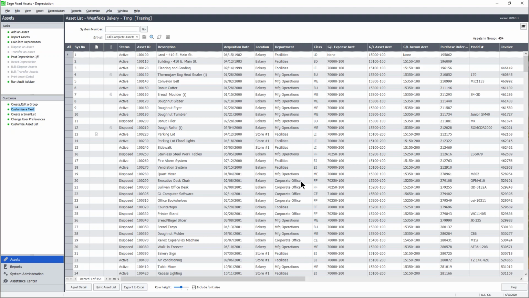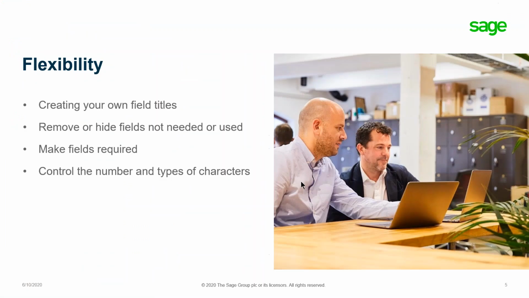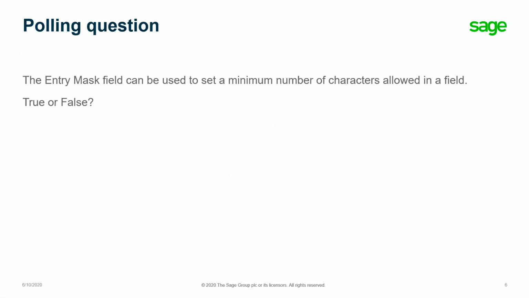I'm going to take a second here to let Bob open up a polling question for us, and I'm going to bring that up on my screen. So here's the question he's going to pop up on your screen. The entry mask field can be used to set a minimum number of characters allowed in a field. True or false? I'll give you a little bit of time to answer that polling question when you see it.